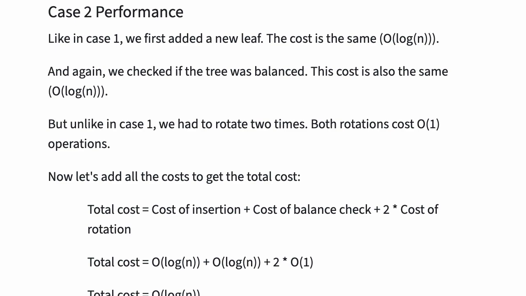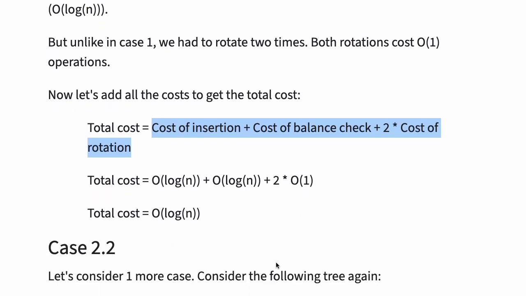Now let's add all the costs to get the total cost, which is the cost of insertion plus the cost of the balance check plus 2 times the cost of rotation, or O of log n plus O of log n plus 2 times O of 1, and the total cost is O of log n.